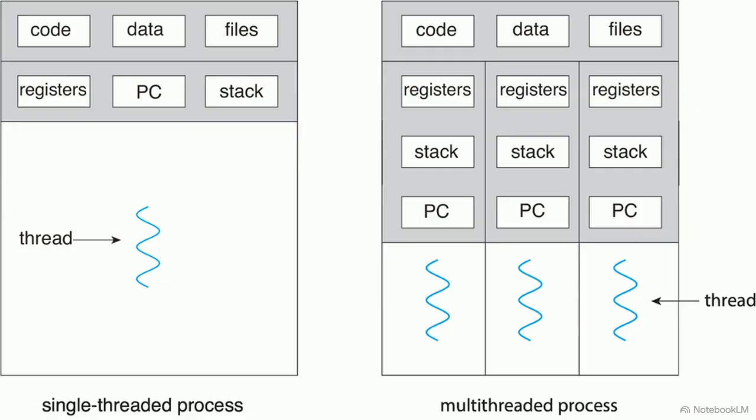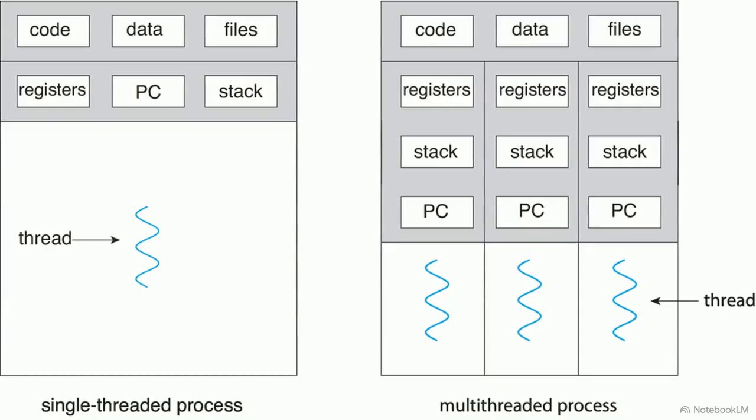This diagram compares memory layouts. The left model has one thread, performing a single task. The multi-threaded model on the right performs tasks concurrently. Threads share code, data, and files, but each manages its own registers, stack, and program counter.